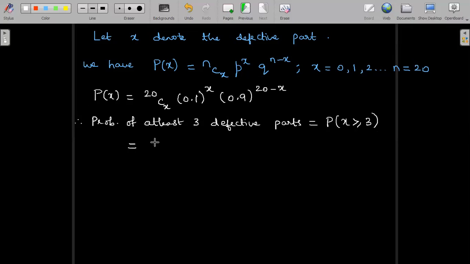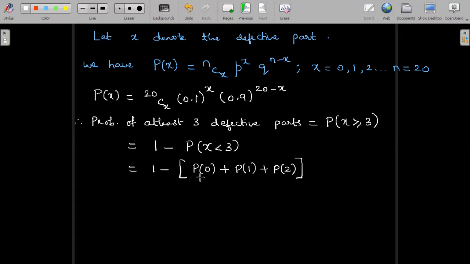So we can use the negation of this: 1 minus the probability of x less than 3. This is equal to 1 minus, where x less than 3 means P of 0 plus P of 1 plus P of 2. That is, the probability of 0 defective parts, 1 defective part and 2 defective parts. So like that we are trying to consider.